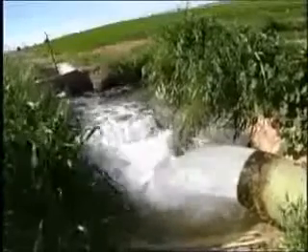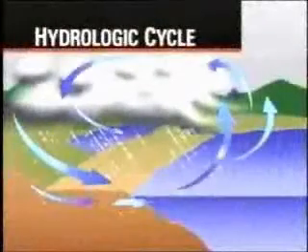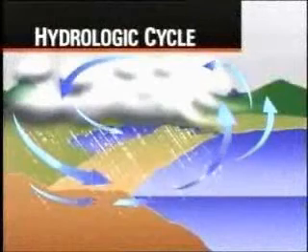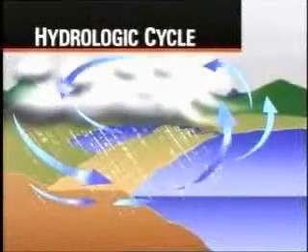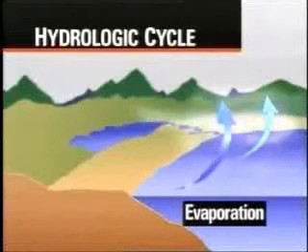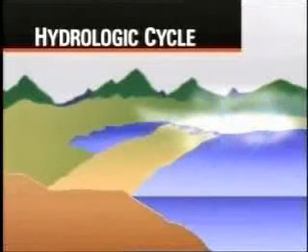More than 2/3 of the Earth's surface is covered with water, but only a very small part of it can be used by living things. The Earth's water is recycled in a process called the hydrologic cycle. Water from lakes, rivers, and oceans evaporates and enters the air in the form of water vapor. As air close to the ground rises, it cools, and the water vapor condenses back into liquid water.